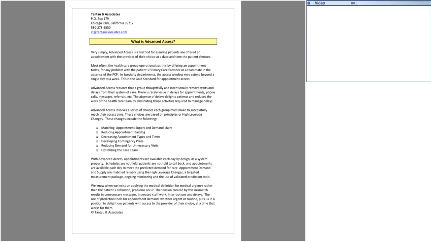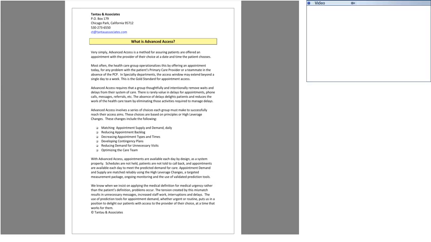And then here's another part of our information series, What is Advanced Access? These tend to be very short papers that we've put together. This one is a single page. If somebody has questions, what's Advanced Access, you can print this out for them, give it to them to read. And it's a great way to start a conversation when you're moving towards improving access.